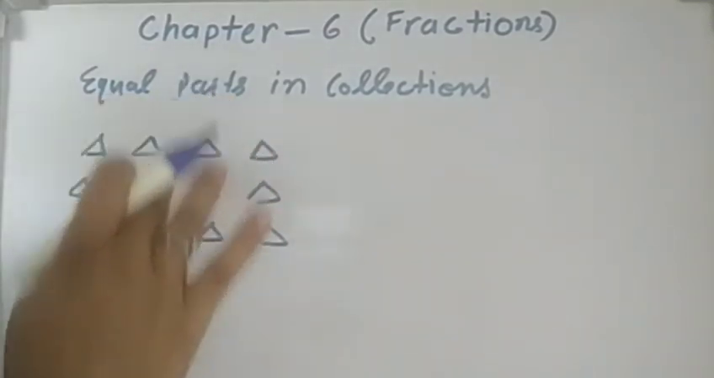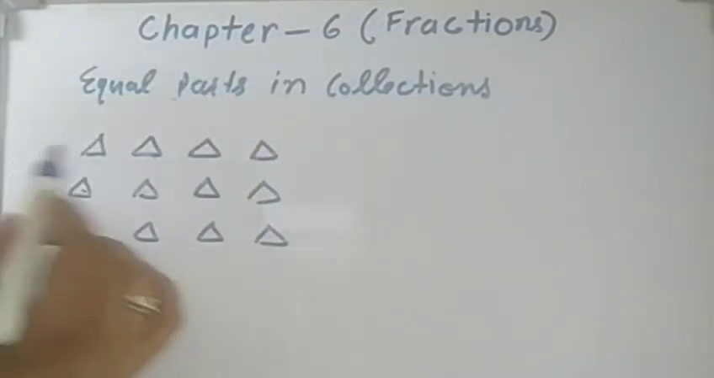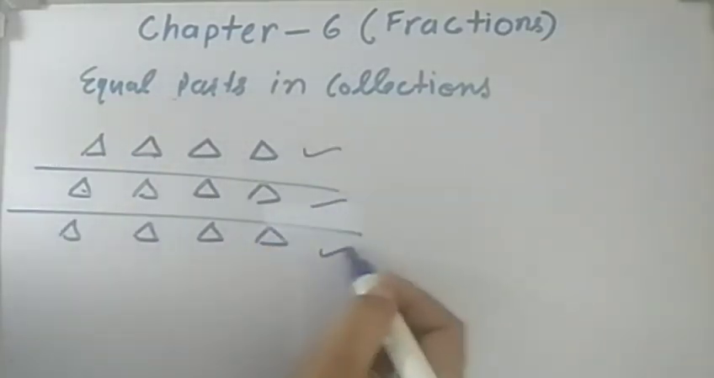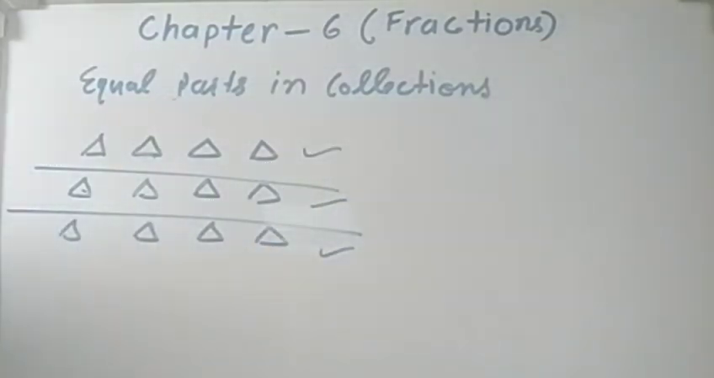Similarly, we can divide this arrangement into 3 equal parts like 1, 2 and 3. This part and this part contain an equal number of triangles.